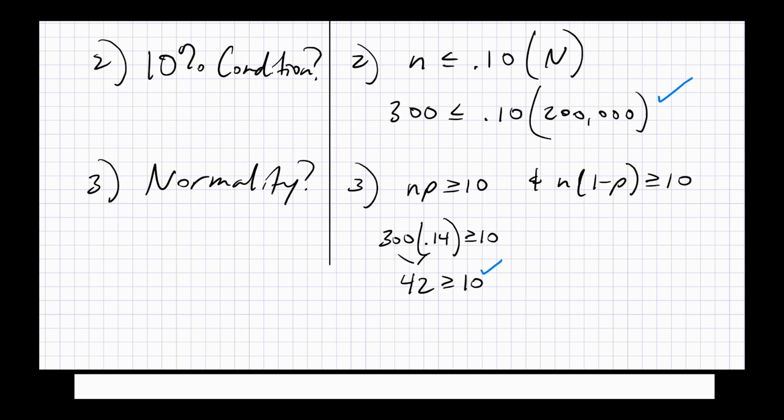So that one's okay. I'm going to do that again, except now 1 minus p. 1 minus p is 86%. Well, if it was big enough for 14%, it's going to be big enough for that. So let's see, 258. Yeah. Good to go. We're happy.